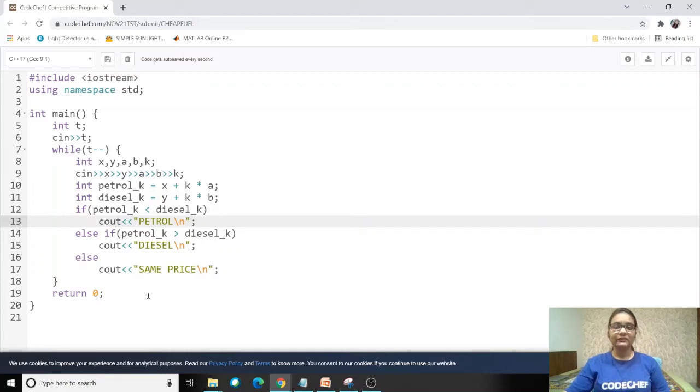Now one more thing that I would like to point out here is that we can calculate the price of petrol and diesel in this manner by using this expression. But some of you might be using a for loop to do so, like running a for loop from 1 up to k and then adding A to X k times, which is the same thing as this expression. So that for loop is totally unnecessary. You can simply use this expression instead of that for loop. It is not actually a mistake, but it is a good practice to use concise coding.